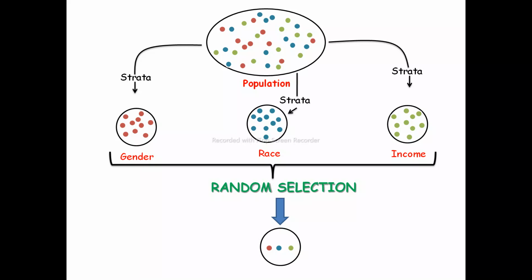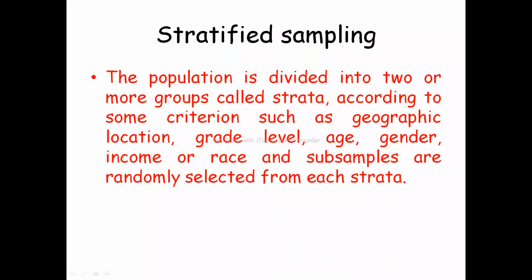Okay, so using stratified sampling, we ensure, especially in a population with a lot of variability, that every specific subgroup is accounted for, so that we can make better inferences about the population. Next we'll have some notes over here. The population is divided into two or more groups called strata according to some criterion, such as geographical location, grade level, age, gender, income, or race, and subsamples are randomly selected from each strata.